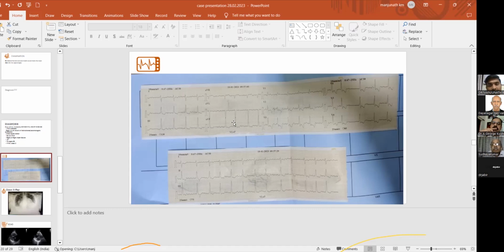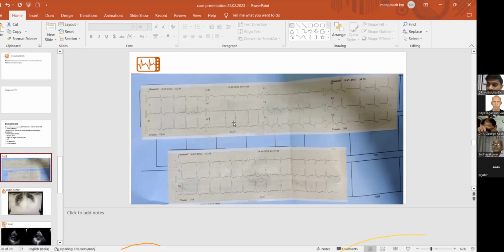So the criteria for RVH: the first thing is right axis deviation. Yes. Then comes your R by S ratio. What are the other causes of R by S ratio more than 1 other than RVH? Any electrical abnormalities? Sir, RBBB. Okay. Any other problem which leads to arrhythmias? Pre-excitation. Yeah, WPW. Okay.